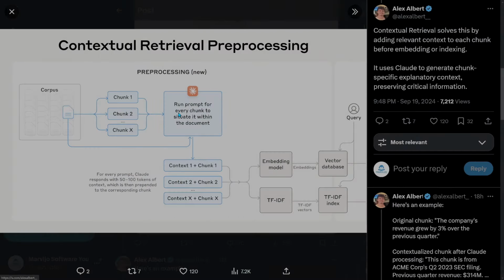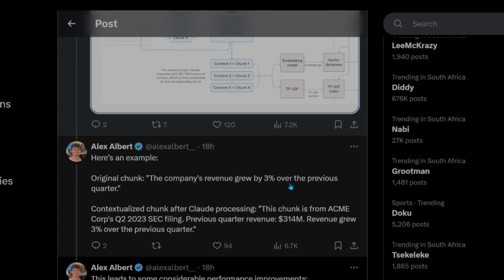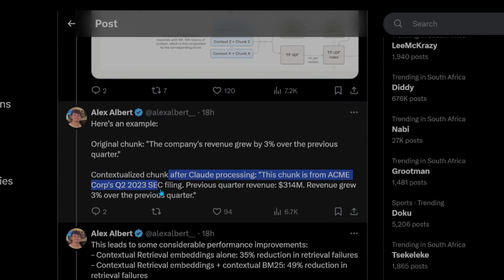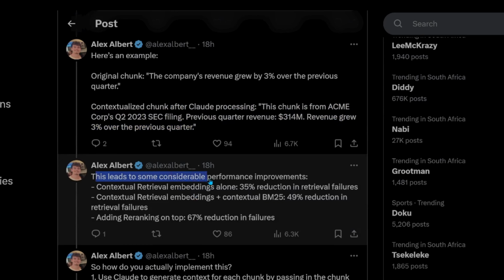So this is how it looks in a diagram. We spoke about this. The original chunk is: the company's revenue grew by 3% over the previous quarter. Now with this new technique, it'll mention the company, it'll mention which quarter it was, so that's critical information. So the LLM will actually be more accurate in its responses and will definitely hallucinate less.